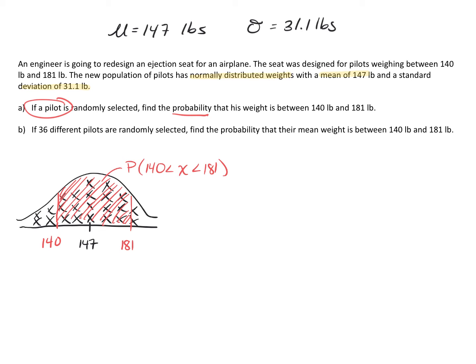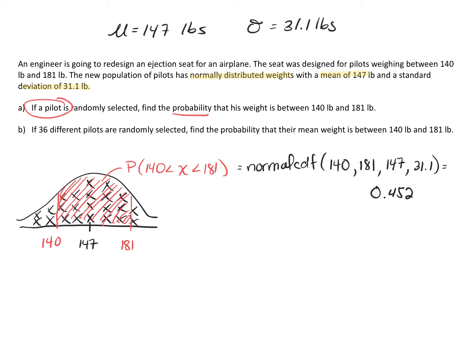So if you're using your calculator, this is where you would use normal CDF. If you're using your TI-84 calculator, normal CDF is going to ask you to put in your lower limit, which here would be 140. Your upper limit is 181, and then you're going to put in your population mean, which is 147, and your population standard deviation, which is 31.1. And then when you press enter, so I actually have to do this problem. Give me a second to put it into my calculator. You can put it into yours as well. And the calculator tells us that that is approximately 0.452 if I round to 3 decimal places.